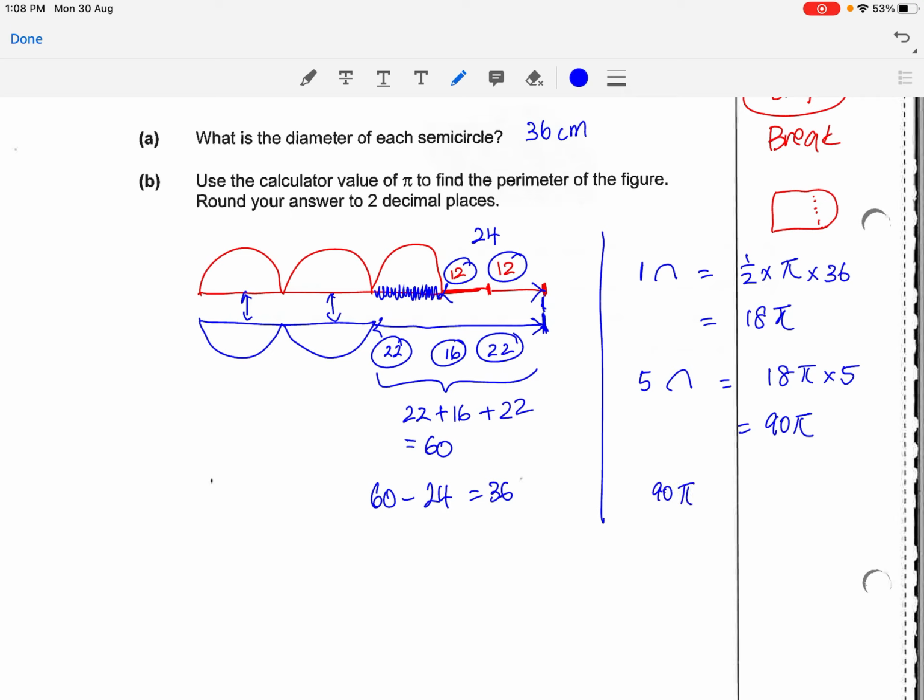Your last step, do you remember that you need to add all the straight lines? You will need to add 12 plus 12 plus 22 plus 16 plus 22. All the straight lines will be plus 84. So now is the part whereby you need to press your calculator pi: 90 times pi plus 84.